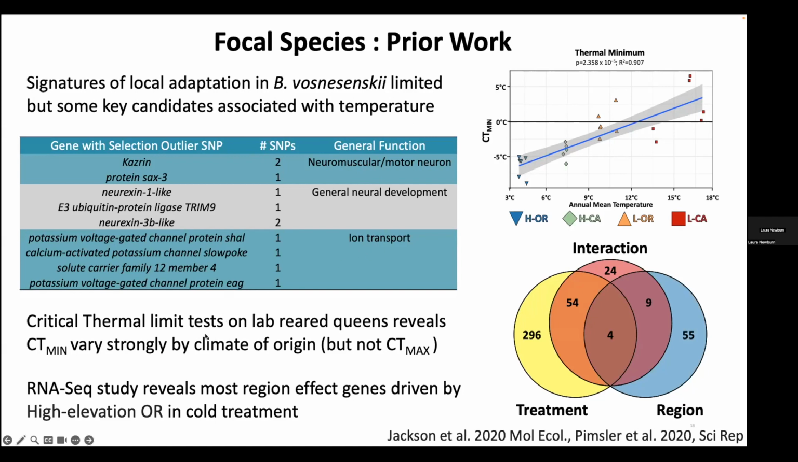We also looked at the critical thermal limits, and we found in the lab-reared queens that the CT min, or critical thermal minimum temperature, varied strongly by the climate of origin, but interestingly, this was not the case for the CT max. We have also done RNA-seq experiments, where we found the most region-effect genes were driven by the high elevation climate, which for this study was Oregon, in the cold treatments.